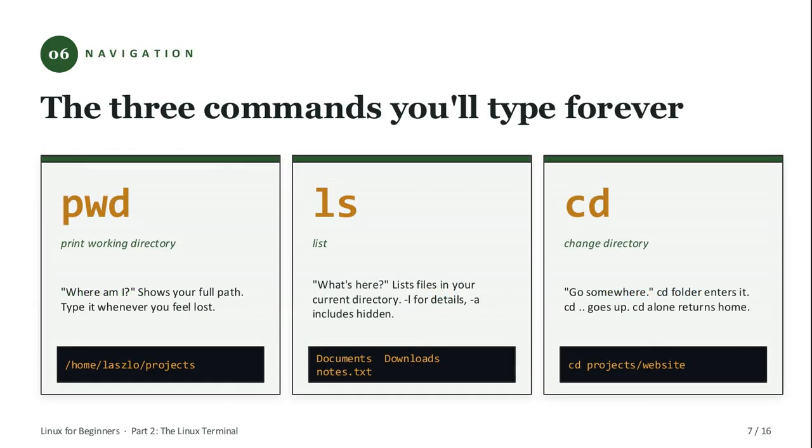Now that you can read the prompt, let's give you the 3 commands you'll genuinely type for the rest of your life. First, pwd, print working directory, answers, where am I, by showing your full path, and it's the cure whenever you feel lost. Then ls lists what's around you, with -l for detail and -a to reveal hidden files. And cd, change directory, moves you around. cd into a folder to enter it. cd .. to step up 1 level, or just cd on its own to fly straight back home.